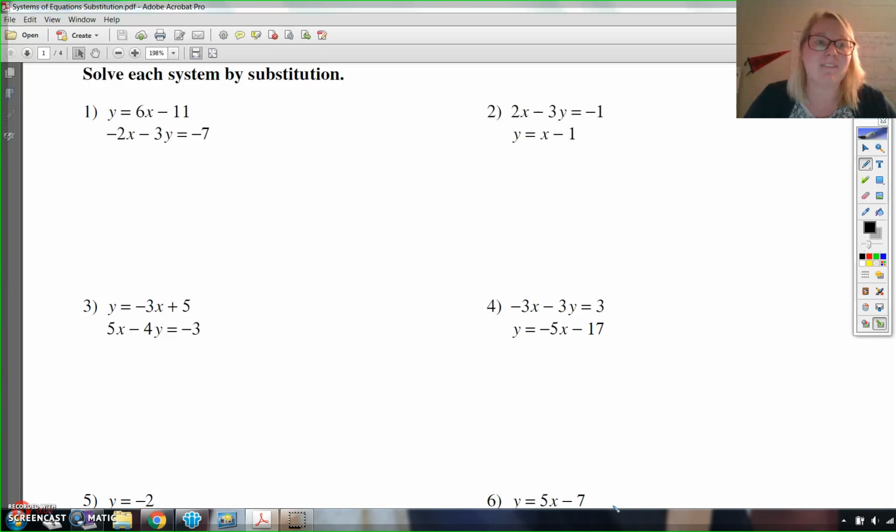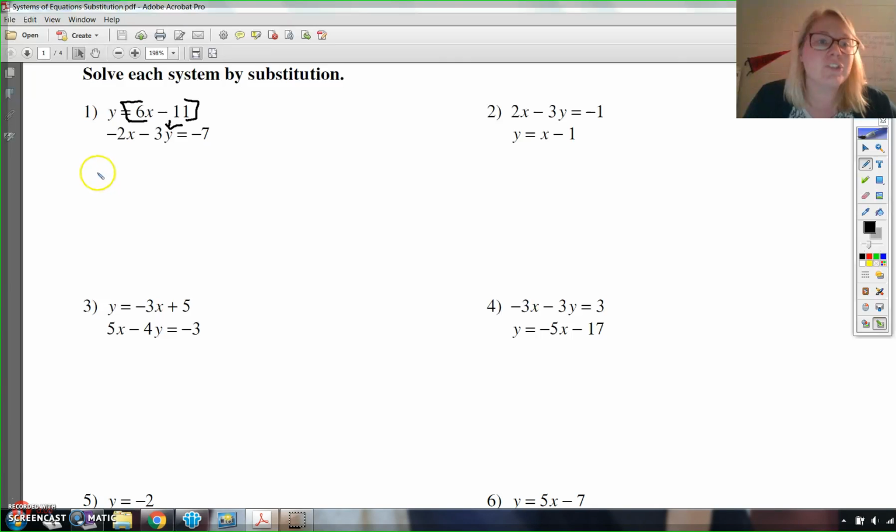So if I look at my first system of equations, I notice that I have y equals 6x minus 11, and then 2x minus 3y equals negative 7. So I already know that y is exactly the same thing as 6x minus 11. They're the same. So what I'm going to do is take this 6x minus 11 and plug it into this y right there.